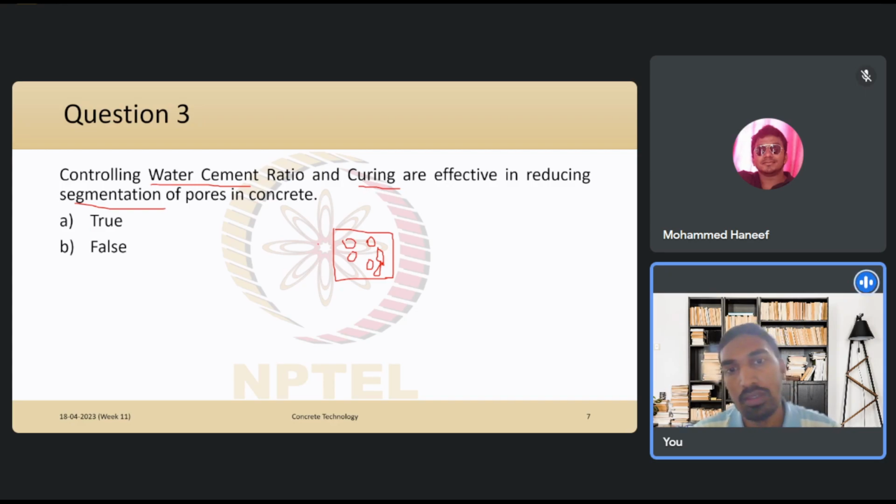So it is true, because by controlling the water to cement ratio and the curing, we have control over the porosity, how many pores or how large the pores are. Because we are able to reduce the porosity, there is a better chance that the pores will not be connected together. When you have more pores, there is a good chance of them being interconnected. When you have reduced the porosity, there is a good chance of segmenting, separating them. Therefore these two factors are effective in controlling this segmentation, so the right option is A, it is true.